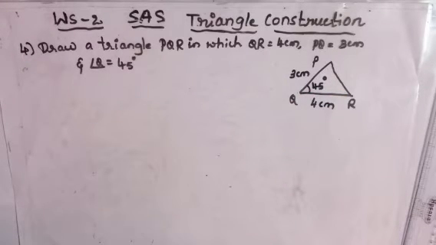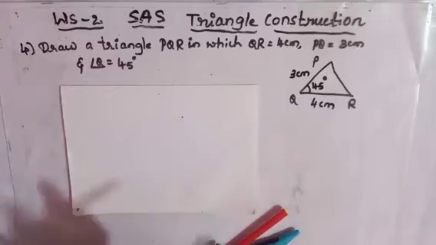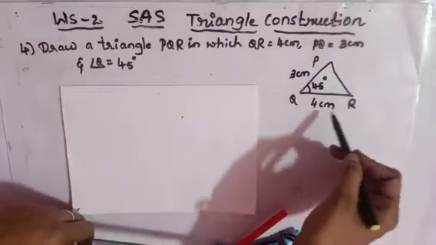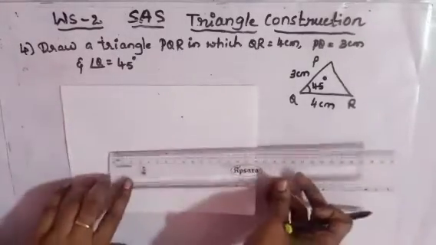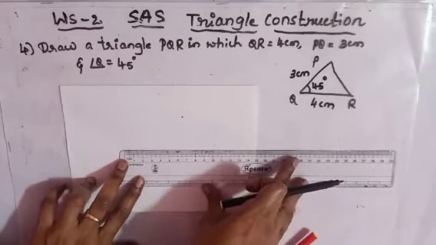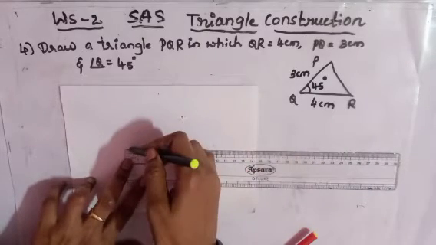So let us do the construction. Let us take QR equal to 4 centimeters. This base QR is 4 centimeters.